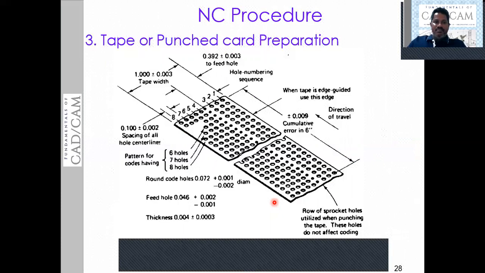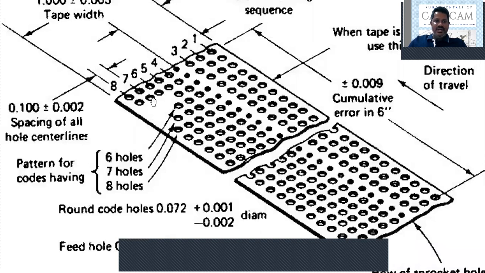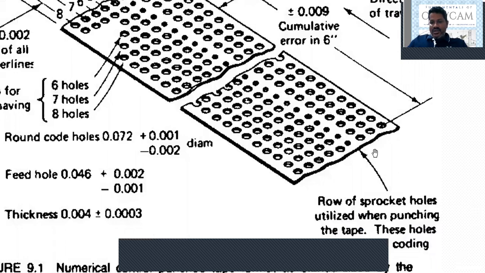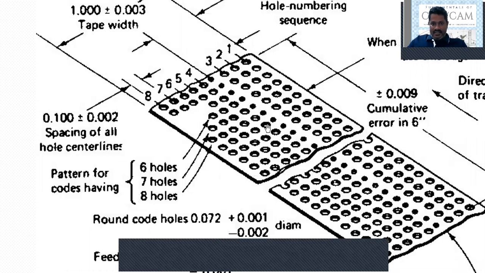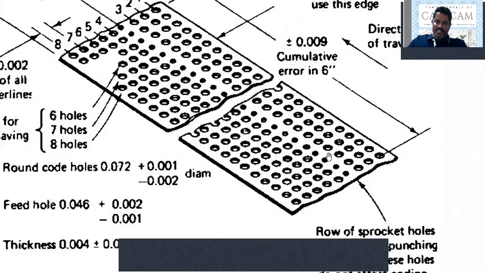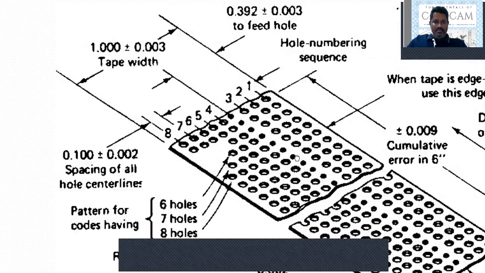As you can observe in a sample punched card or tape here, you have 8 tracks. These 8 tracks are used for coding. Then you have one more track here, an additional track. This track is utilized to feed this tape while reading. The actual coding will be performed on these 8 tracks only. This track is only to feed the tape.